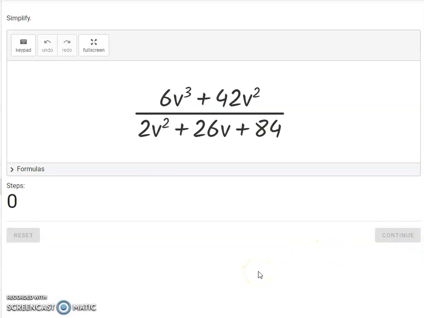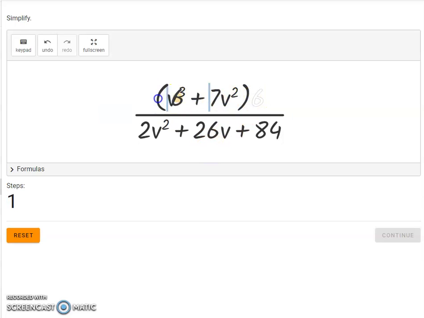Problem 9. This one requires a lot of, I call it prep work, to get the problem set up to be able to simplify. For example, I notice the 6 and 42 both share a common factor of 6, so I can remove the 6 from both terms. They both share 2 v's, so if I put the v cubed on top of v squared, it will factor out the 2 v's. So I end up with 6 v squared and then v plus 7. So hopefully down here I get an even number, potentially maybe a v, and hopefully a v plus 7.